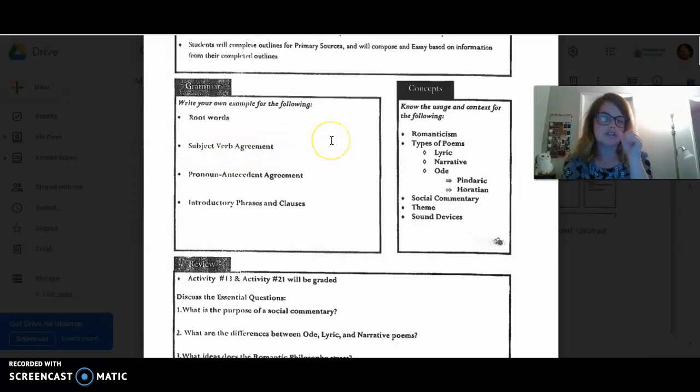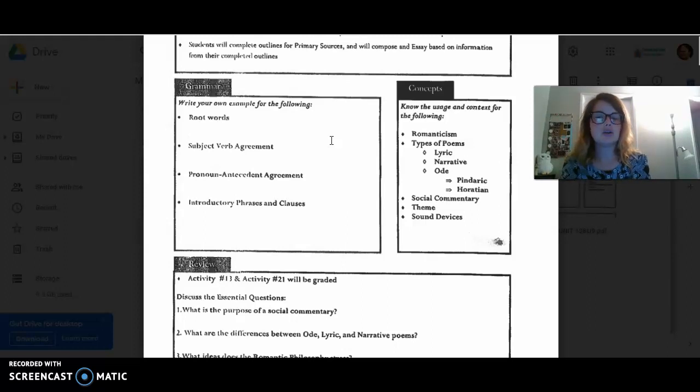Subject-verb agreement. So I ran to the store. She runs to the store, right? The subject, I, and ran agree. If I say I rans to the store, it sounds weird. If I say I runs to the store, it sounds weird, right? So subject-verb agreement means that they both agree.